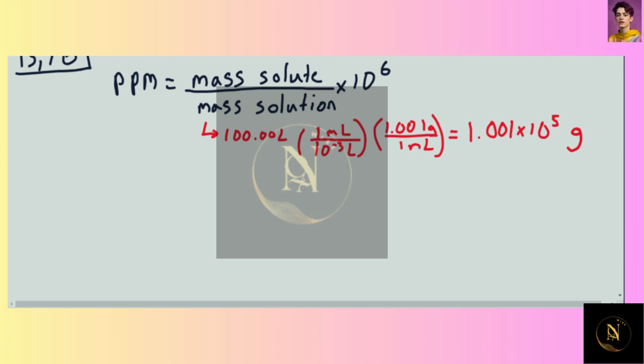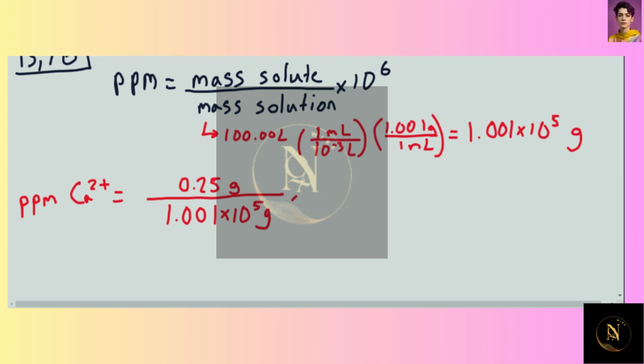So to calculate ppm for calcium, we're told that for every 100 liters of solution, there's 0.25 grams of calcium ions. And then the mass of the 100-liter solution is what we just calculated. Then we multiply by 10 to the 6th, and we get our value of 2.5 ppm calcium 2+.